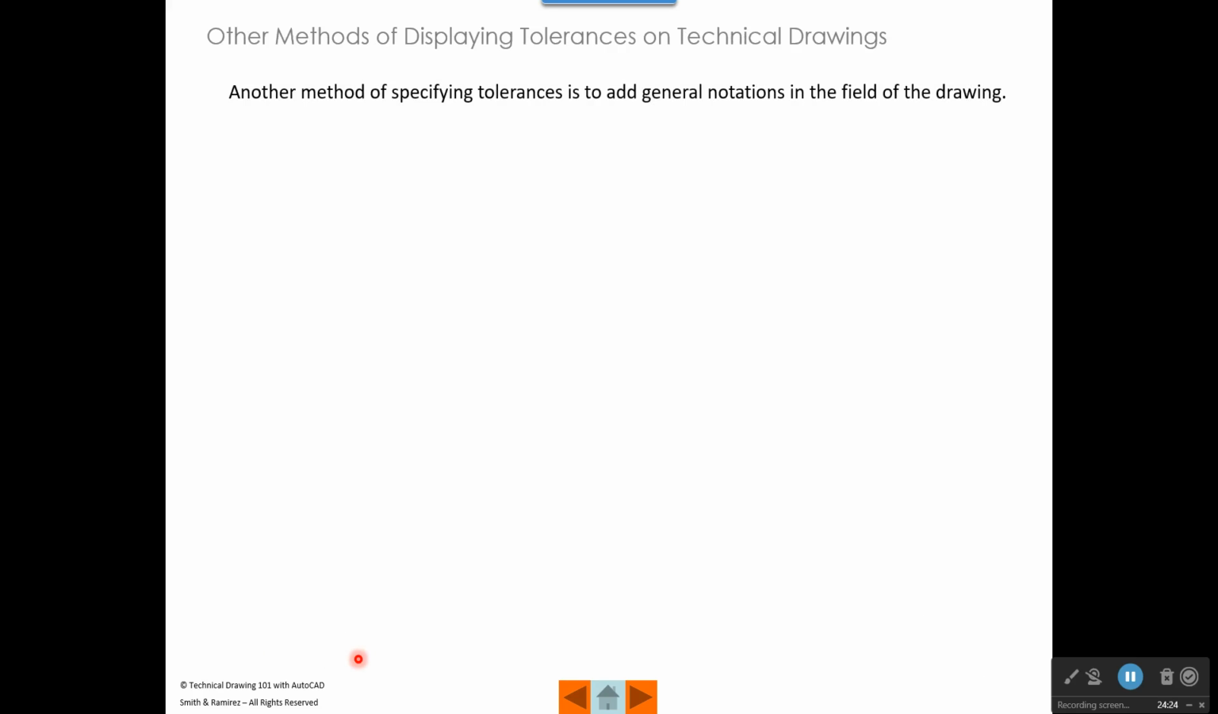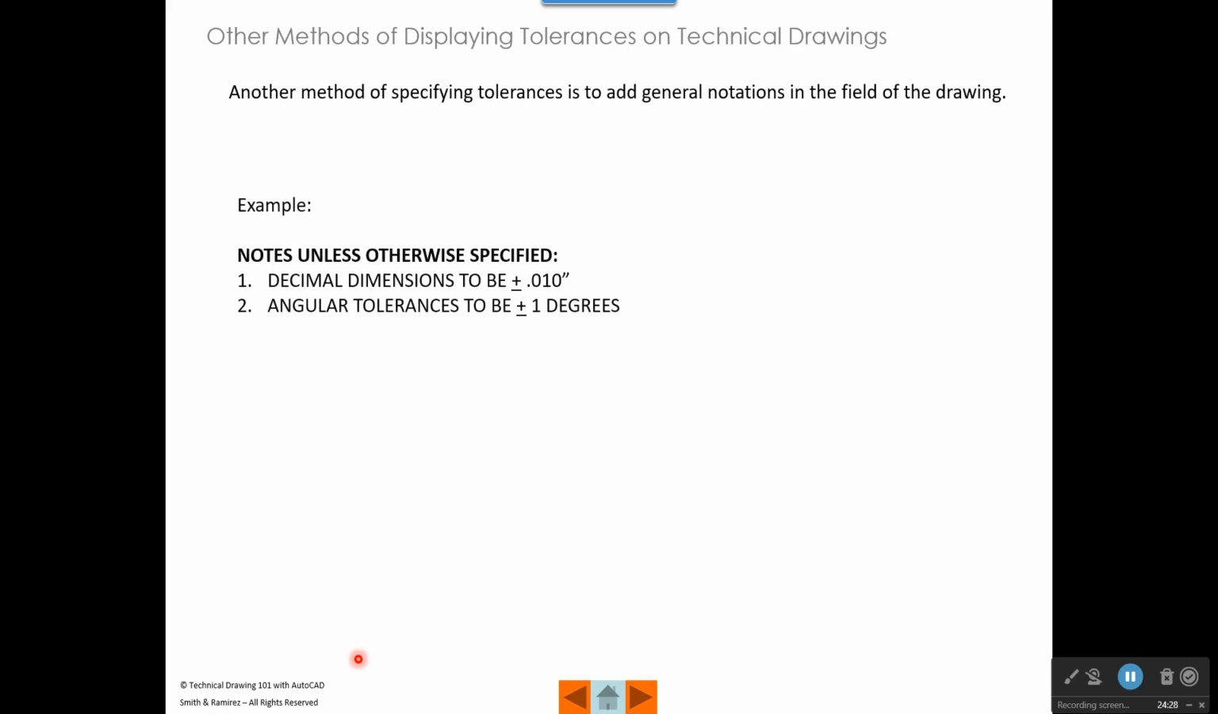Another method of specifying tolerances on a drawing is to add general notations in the field of the drawing. For example, these notes right here: unless otherwise specified, decimal dimensions to be plus or minus 0.010. So this is a general note that applies to all of your dimensions in the field of the drawing. You could also have a note that gives an angular tolerance of plus or minus 1 degree or a half a degree or whatever you wanted it to be. Okay?